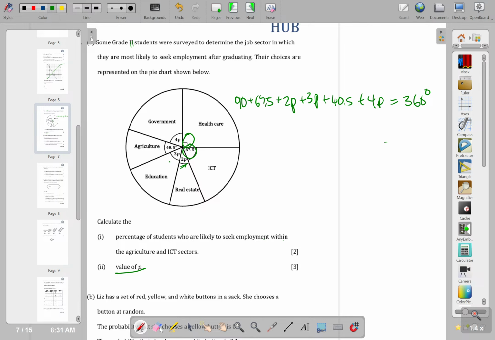So when you learn something like angles in a triangle add up to 180, you want to list out the angles in the triangle and then set it equal to that total. Form an equation. We need an equation. That's the only way you're going to solve for the value for P.